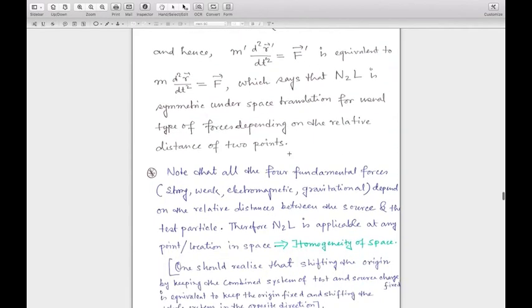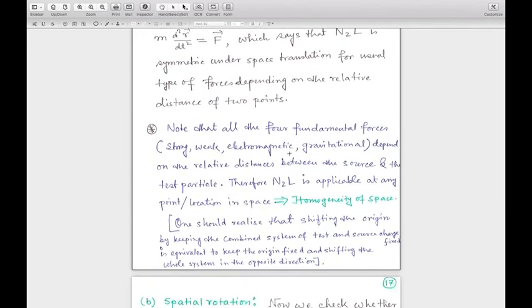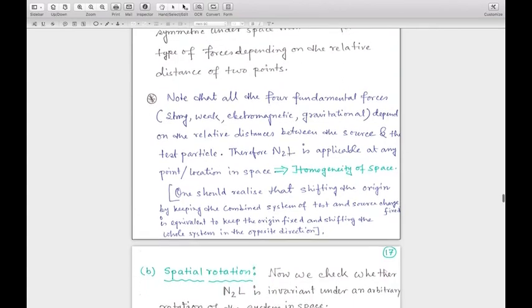Okay. Now you can see that all the four fundamental forces, fortunately, all depend on the relative distance between the source and the test particles. Now the electromagnetic force has two components, one is electrostatic, one is the magnetic part. The magnetic part is not really easy to understand because there is a velocity dependent part, but you can easily understand here that the velocity dependence doesn't play any crucial role in affecting the whole thing because velocity does not change here. Okay, so we are done.